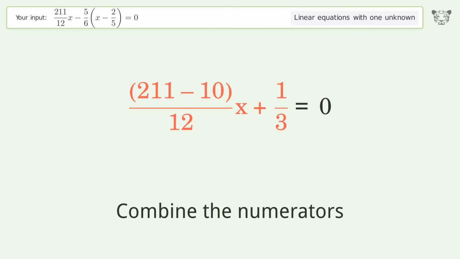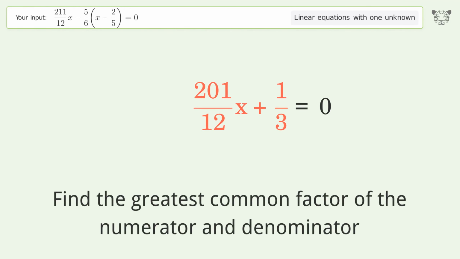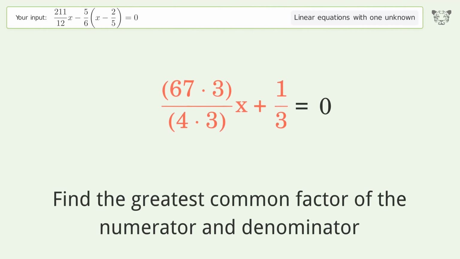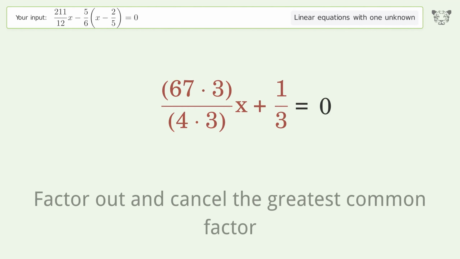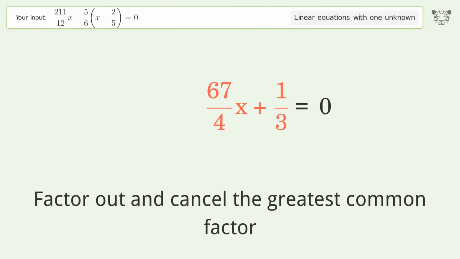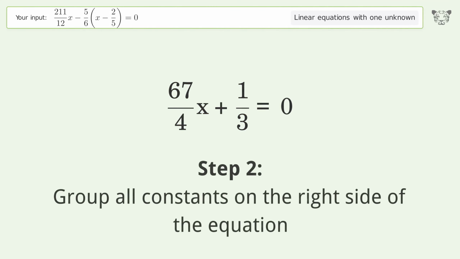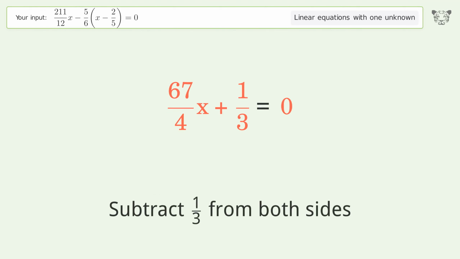Combine the numerators. Find the greatest common factor of the numerator and denominator. Factor out and cancel the greatest common factor. Group all constants on the right side of the equation. Subtract 1/3 from both sides.